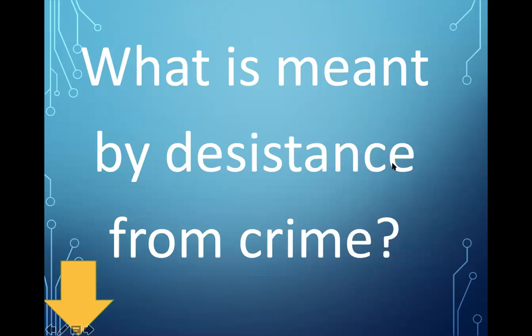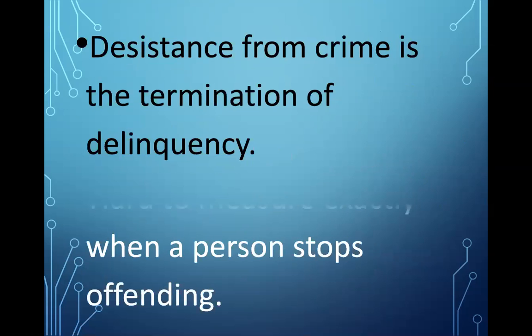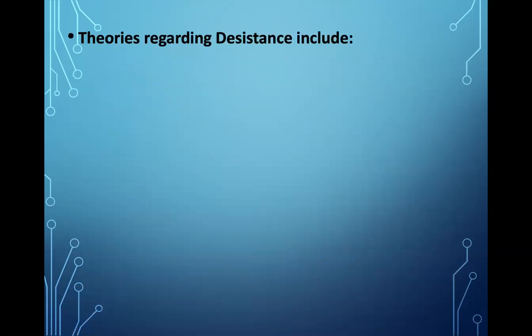What is meant by desistance from crime? Well, desistance from crime is the termination of delinquency. So it's when I stop doing the crime. It's hard to measure exactly when a person stops offending. I mean, is it when they move away, or is it when they decide to stop doing the crime because they get a job or they start a family or they get arrested?